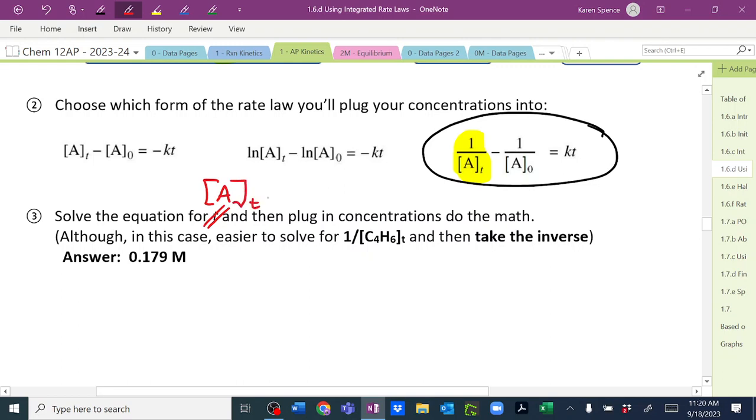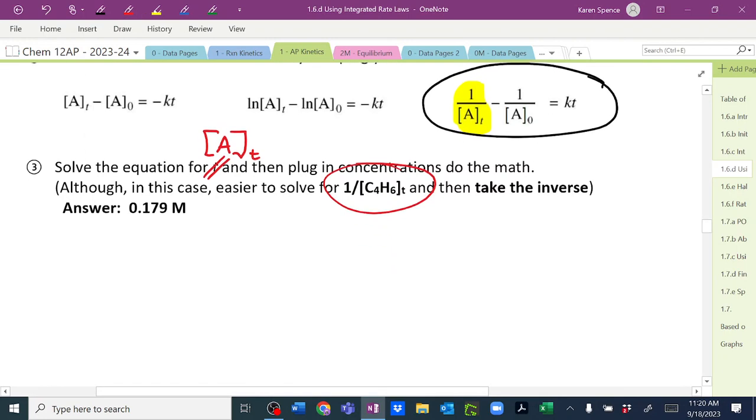However, what you'll notice is it's way easier to solve for 1 over and then just flip it at the very end. So I wouldn't bother doing the inverse until the end. So do the algebra on that, see how that goes.